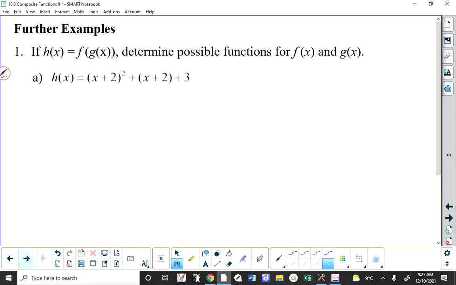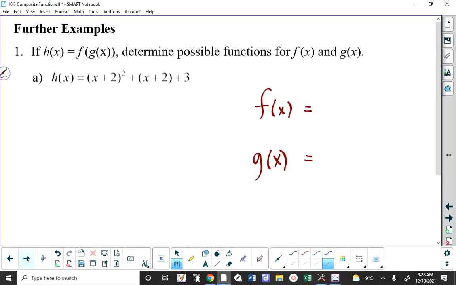To begin with here, this is a little bit of a brain teaser, but I've seen something similar on a diploma exam. If h of x is f of g of x, and h of x happens to be (x plus 2) squared plus (x plus 2) plus 3, then what are two possible functions for f of x? In other words, I want you to come up with a function for f of x, which means it's going to have x's in it. And then I want you to come up with a function for g of x, where if you put g of x every place there's an x in f of x, you would get that function.